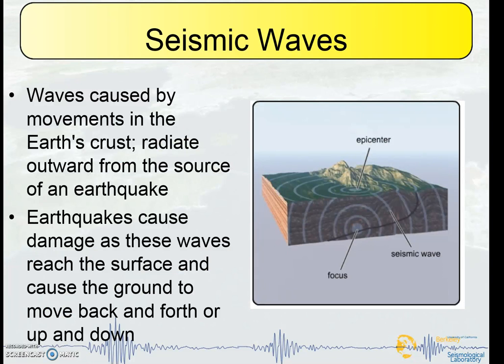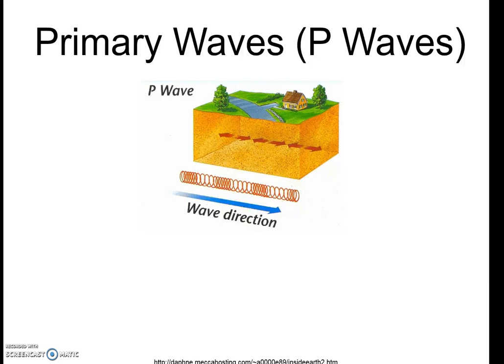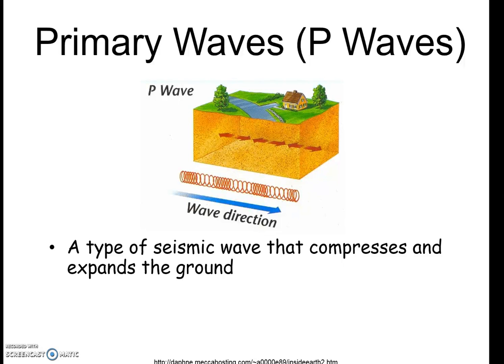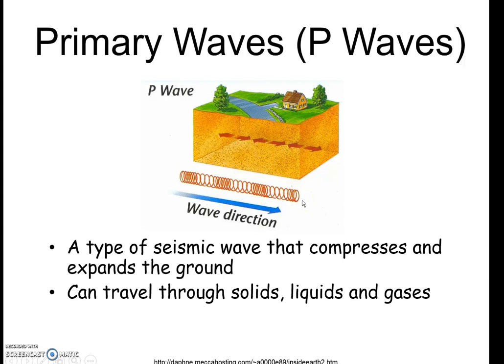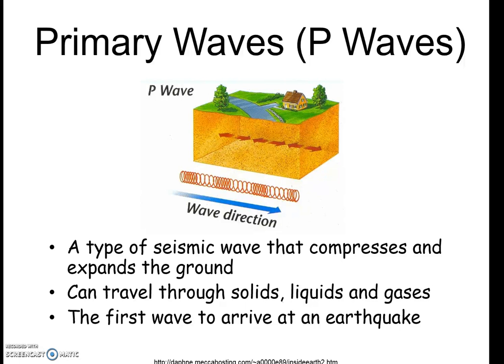From the focus, seismic waves move outward. Waves are caused by the movements in the Earth's crust. They radiate outwards from the source. Earthquakes cause damage because as these waves reach the surface, they cause the ground to move back and forth or up and down. There are two types of waves. The first one are primary waves or P waves. These compress and expand the ground, kind of like the slinky that you see right here. They can travel through solids, liquids, and gases, and because they move faster, they're the first wave to arrive at a location after the earthquake.